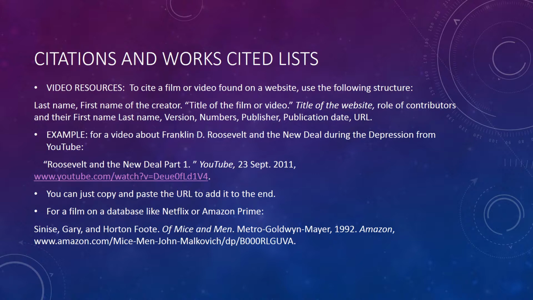For example, if you use a video about Franklin D. Roosevelt and the New Deal during the Depression from YouTube, one that we looked at in class, we don't know who created it. We don't know where that source actually is. So you just put the title of the video, Roosevelt and the New Deal Part 1, YouTube, September 23rd, 2011, which is published beside it, and you just put the URL.